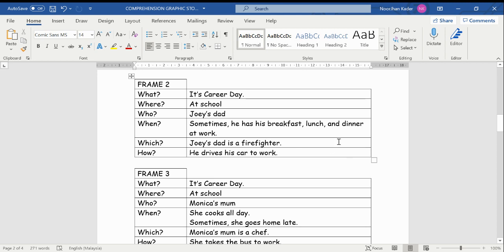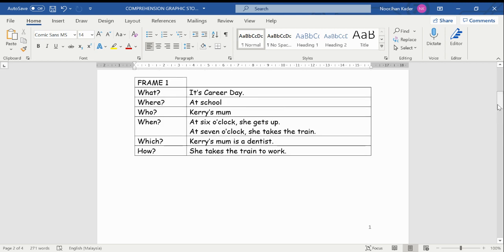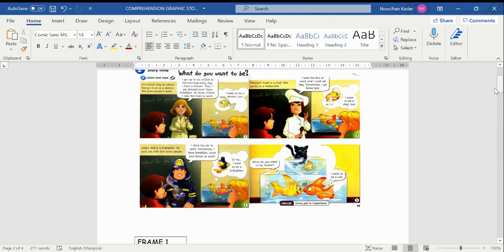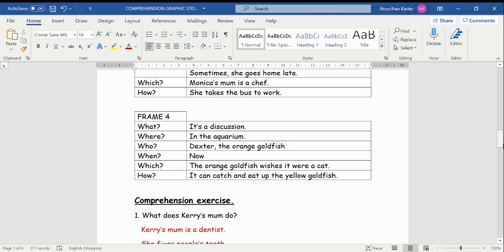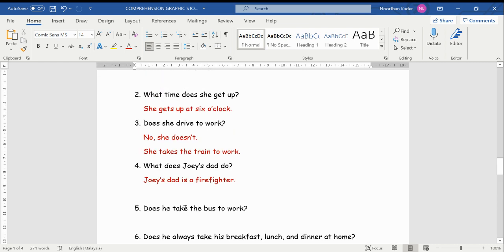That detail is only here in the table. So we have to look at the introduction of his occupation in frame 2. You can see the introduction here. Joey's dad is a firefighter. He puts out fires and saves people. So that will be the answer. So we have to add here, he puts out fires and saves lives.